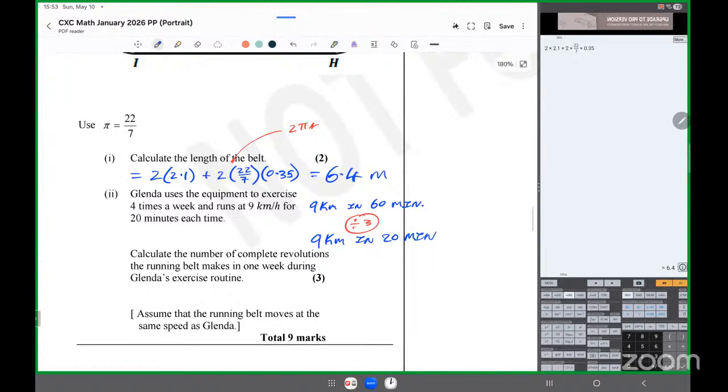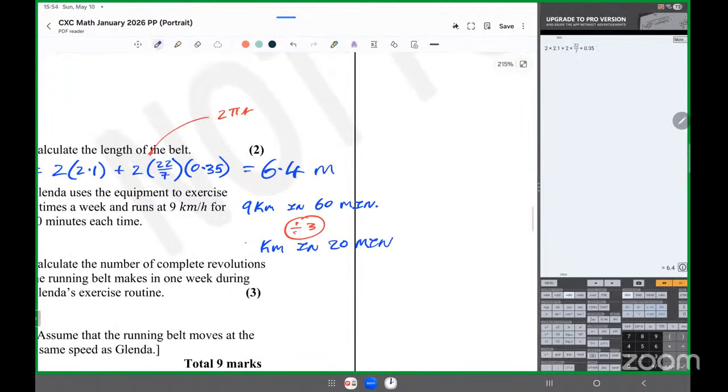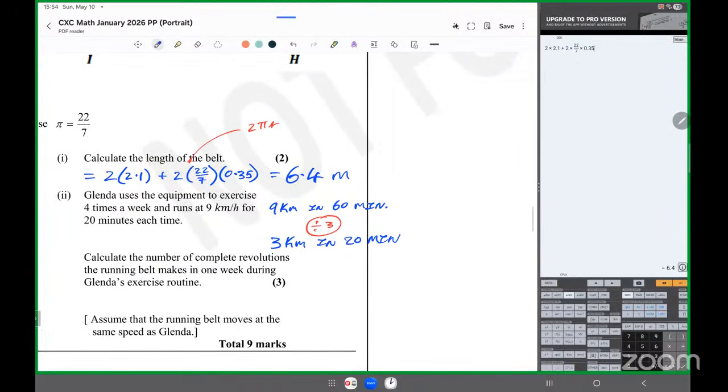So 9 divided by 3 is 3. Right, she does 3 kilometers in 20 minutes, and she runs 20 minutes every day, and she runs 4 times per week. So the total she does for the week is 4 times 3 kilometers. So she does 12 kilometers in the week.